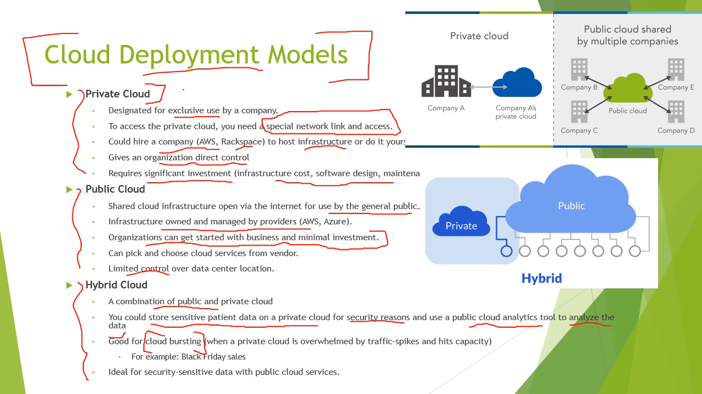Another example of hybrid cloud is something called cloud bursting. When a private cloud is overwhelmed by traffic spikes, like I talked about with the DataCamp free week, you can have a private cloud, and if a lot of stuff happens on your website that you can't manage, that can roll over into the public cloud, like an overdraft protection or something.